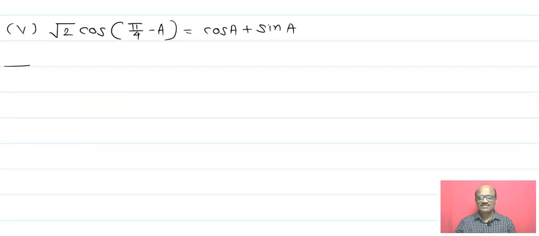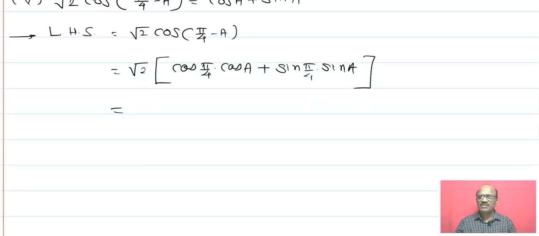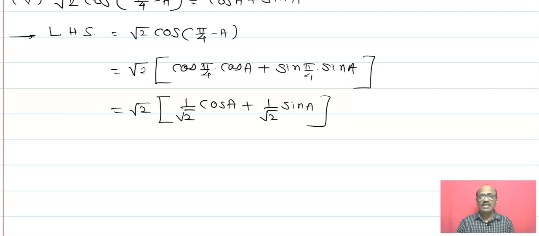Now the next. That is root 2 cos of pi by 4 minus a is equal to cos a plus sin a. Now evaluate the LHS. That is root 2 in bracket cos of pi by 4 minus a. Now expand this by using cos of a minus b. Cos of A minus B is cos A cos B plus sin A sin B. But what is pi by 4? It means 45 degrees. The cos of pi by 4 is 1 by root 2, into cos A plus 1 by root 2 into sin A.